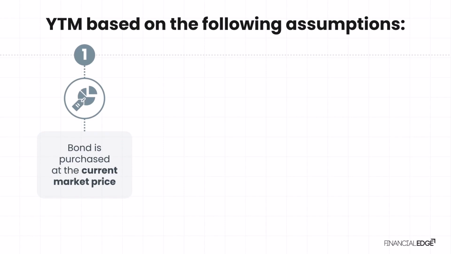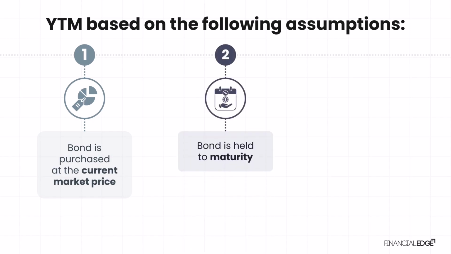While yield to maturity provides a helpful high-level comparison between different bonds, it comes with some assumptions that might not always hold in reality. Assumption 1, the bond is purchased at the current market price. Well, this assumption is generally fine. Assumption 2, the bond is held until maturity. Well, while not always true, this assumption isn't a problem, since yield to maturity is designed as a long-term holding measure anyway. So the assumption works with yield to maturity.